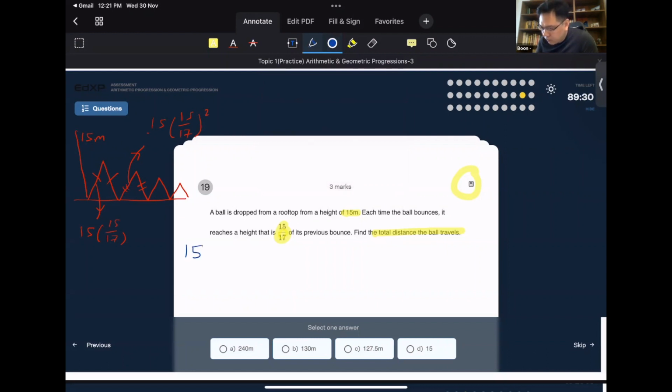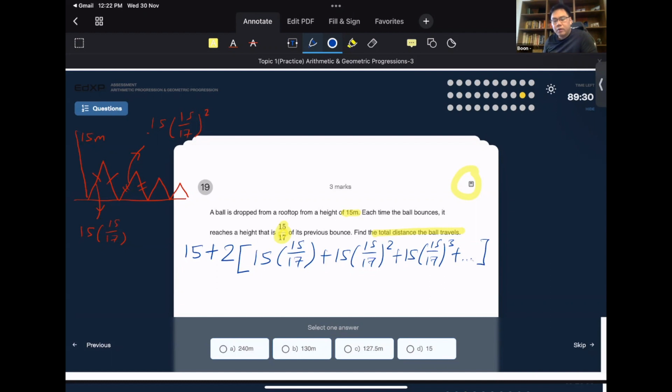We have 15 plus, notice that the first term, 15, only happens once, so let's put 15 there. But notice that every other distance happens twice. So what I want to do is put a 2 in front because I'm multiplying. Actually a geometric sequence. So the first term will be 15 times 15 over 17, plus 15 times 15 over 17 squared, plus 15 times 15 over 17 cubed, all the way to infinity. In theory, the ball never stops bouncing. So we want to find the sum to infinity of this.